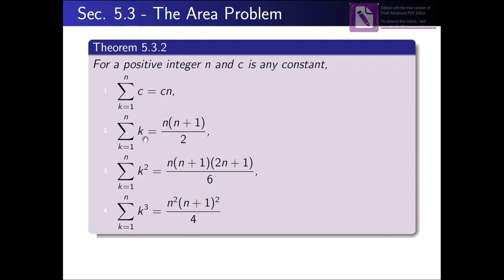If I have summation of k where k starting from 1 until n, this will be n multiplied by n plus 1 over 2.